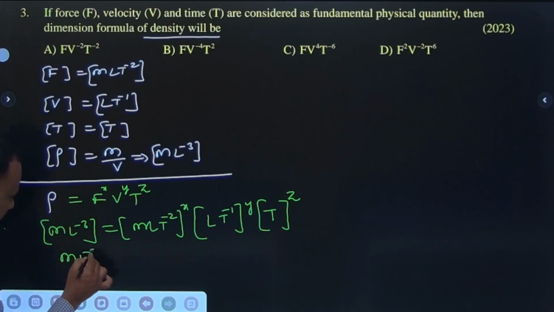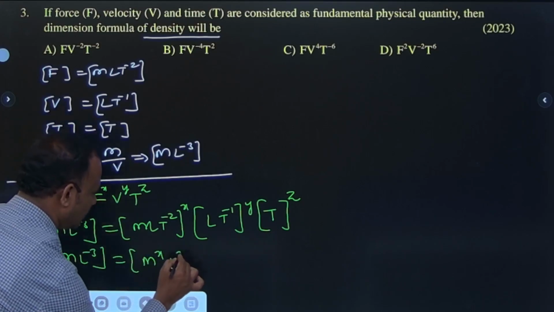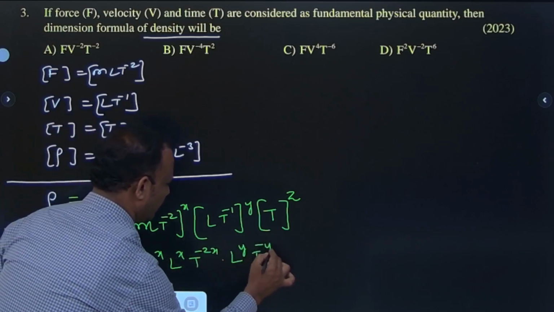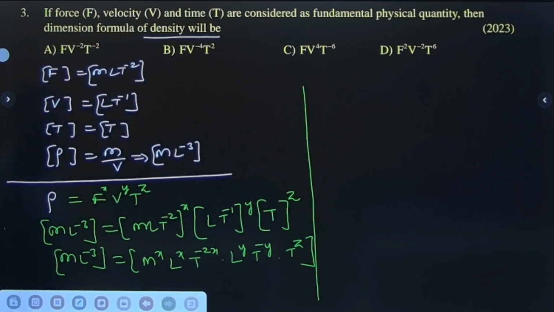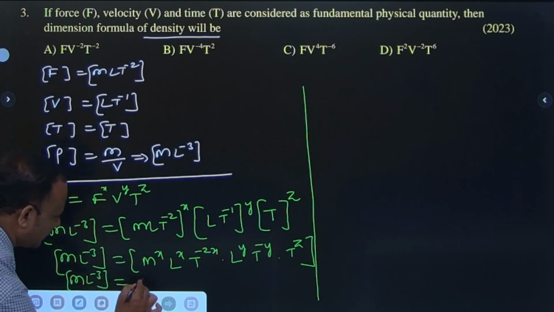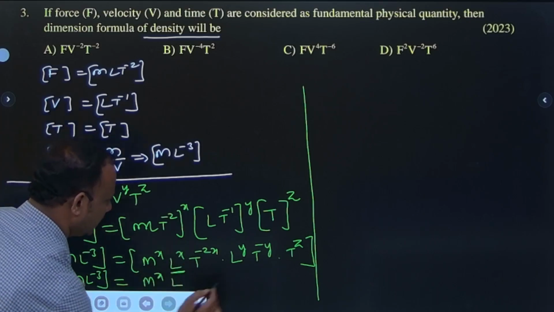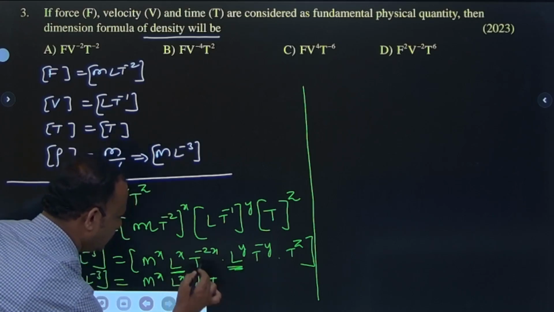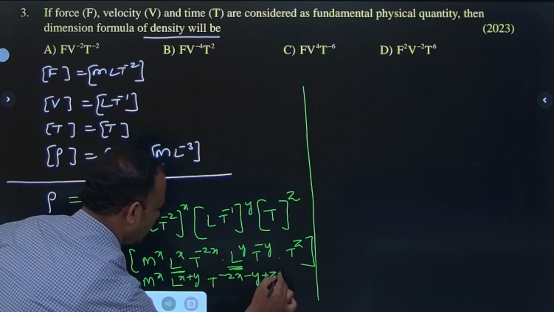Now ML^-3 equals M^X, L^X, T^-2X, L^Y, T^-Y, T^Z. Then compare the terms. One more condition you can write: ML^-3 equals M^X, L to the power X plus Y, and T to the power minus 2X minus Y plus Z.